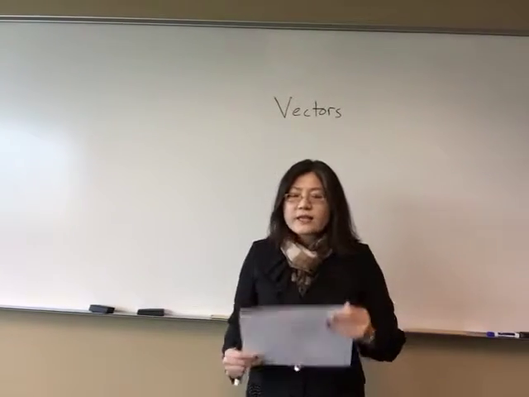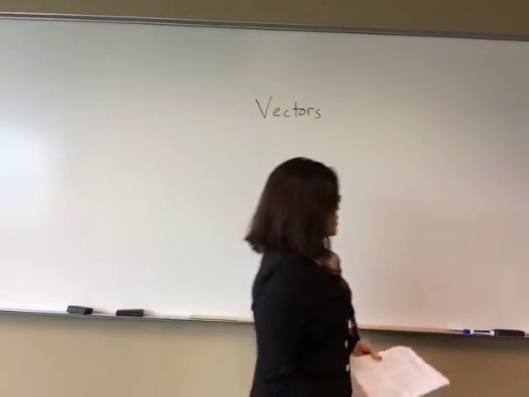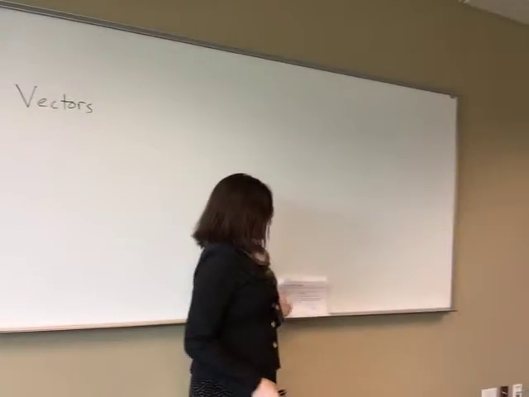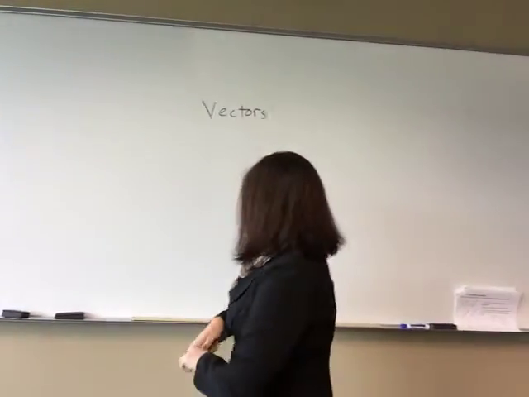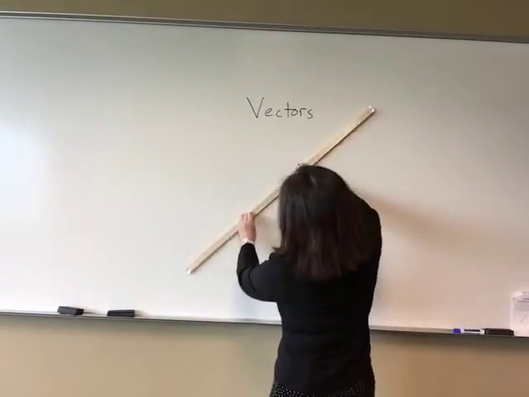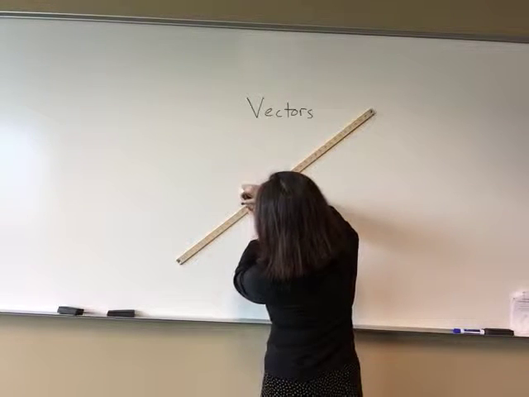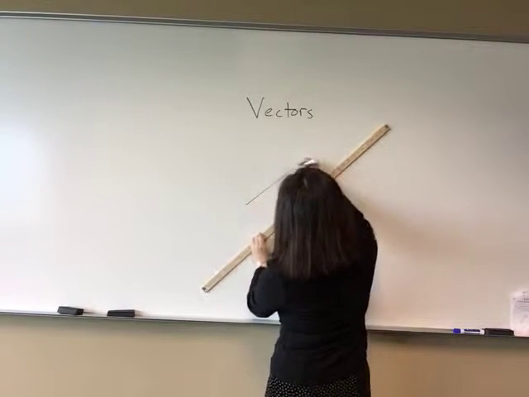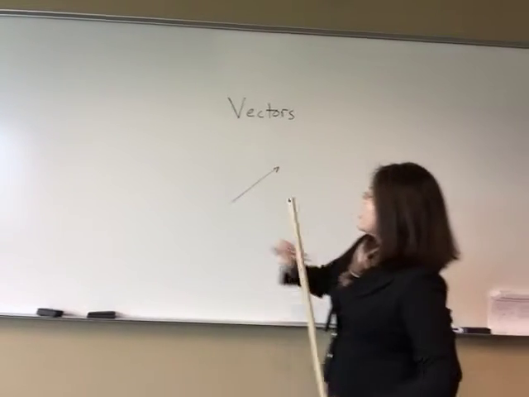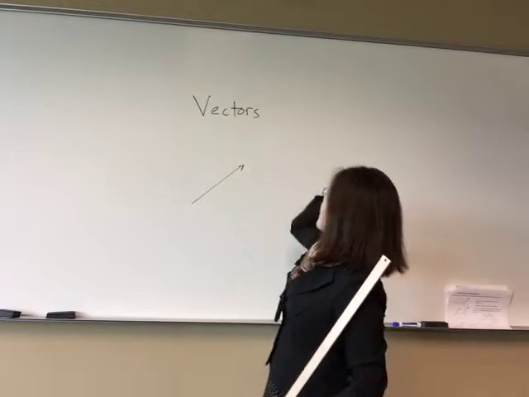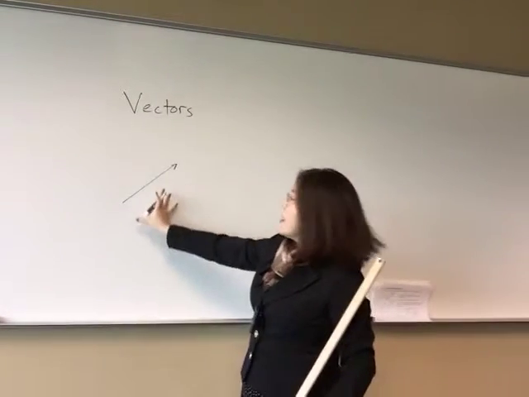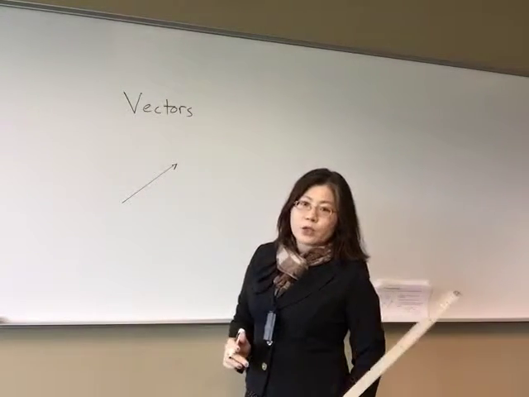Okay. So what exactly is a vector? Last time we mentioned that a vector comes with magnitude and direction. So let's say you have a vector pointing in this direction. Okay, so you have a vector here. You have the end here and the arrow. The arrow indicates the direction, and the length indicates the magnitude.